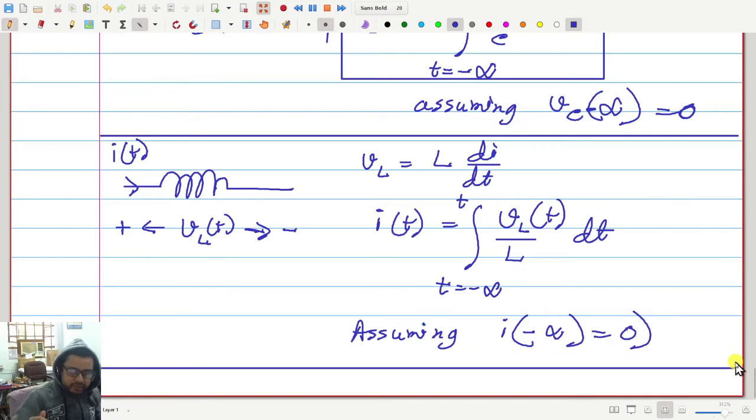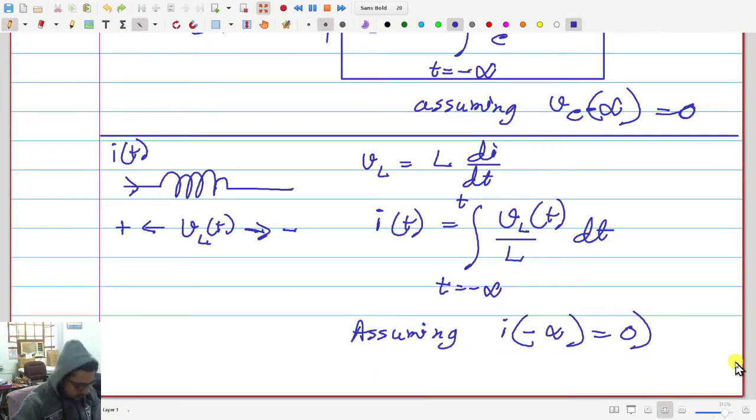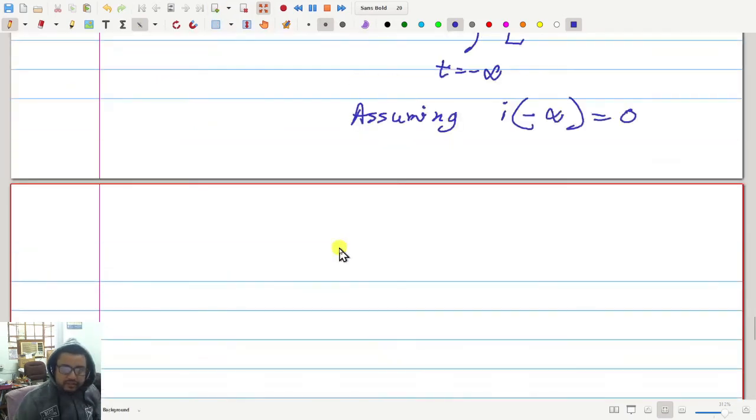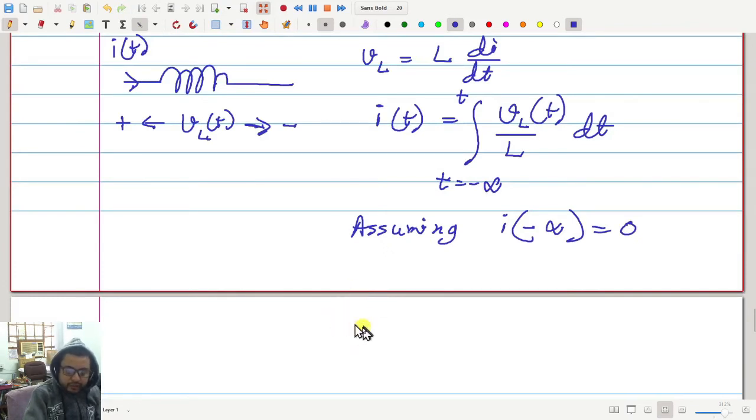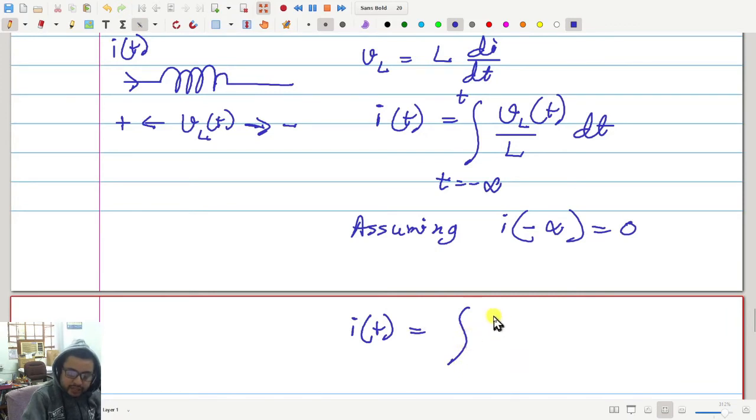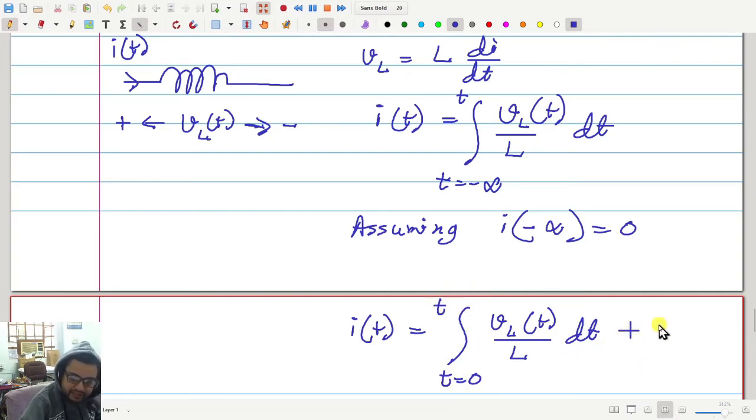Also, you may write it in this way. We can also write this as I(t) is equal to this integration, but now suppose the integration is from time t equal to 0 to some time t. But then I have to add what? This.